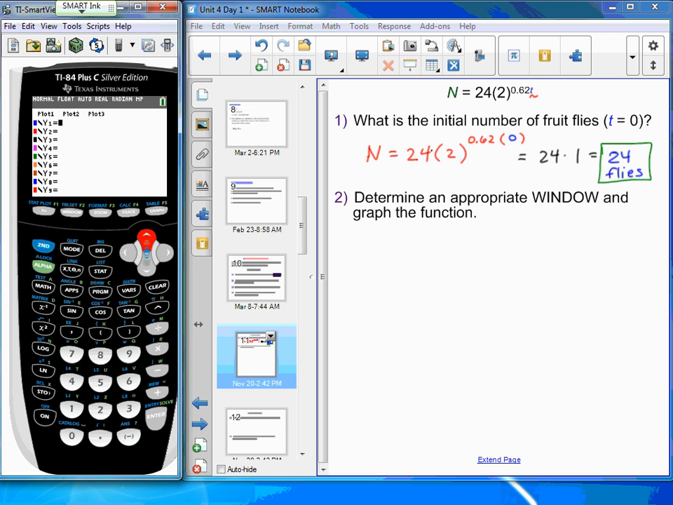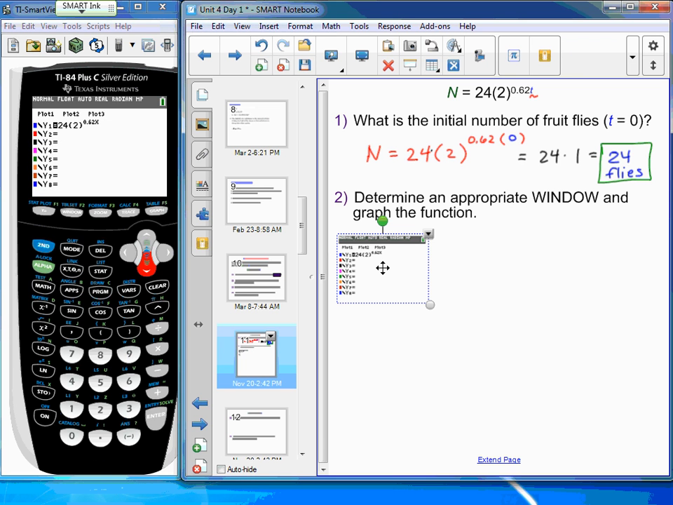And we're going to enter our new function, 24 times the base 2 to the, and up in your exponent, if you have an 83 plus model calculator, you need to put parentheses up there. If you're in the math type, then you'll be up in the exponent. We need 0.62x. Here's my variable button for t. And we'll go ahead and enter my function.